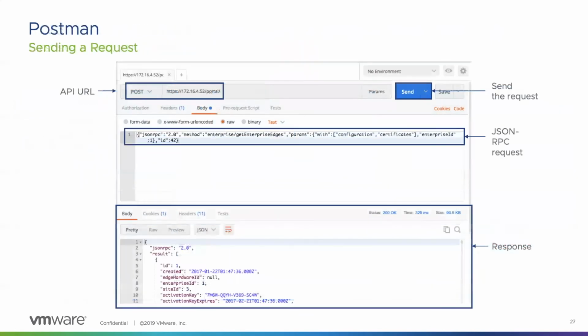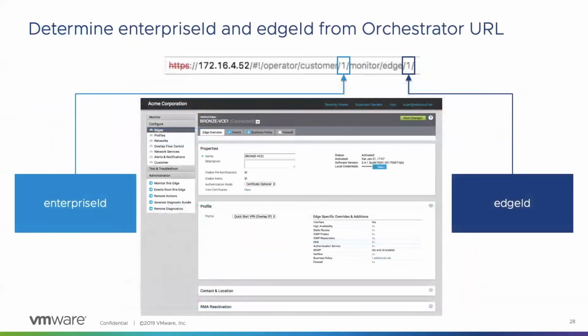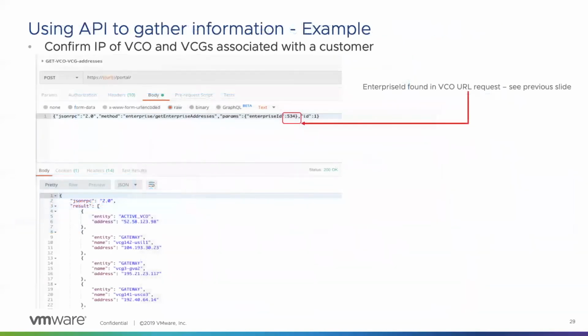So anyway, I have some slides that are more for reference later. This is the one I was showing where you can figure out the enterprise ID and the edge ID. Just one example here again of how you would use it, and this one I want to mention. Here I use that enterprise ID in the request. So the method is enterprise get enterprise addresses. These addresses are actually commonly asked for by customers: give me the list of gateways that are available to me. If you actually post this, you would get this list. The first IP will be the VCO, and then you have all your gateways that are associated with that customer pool.